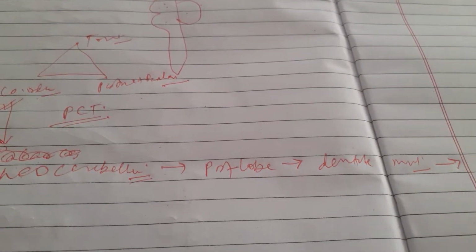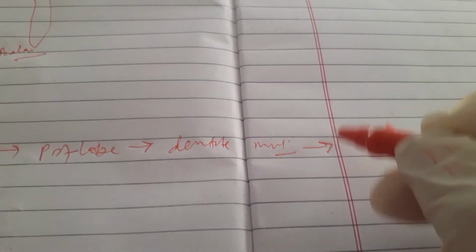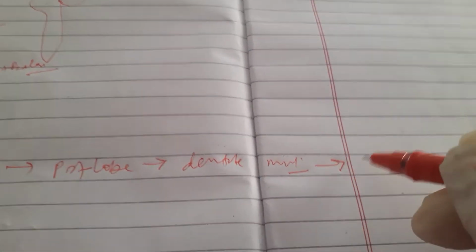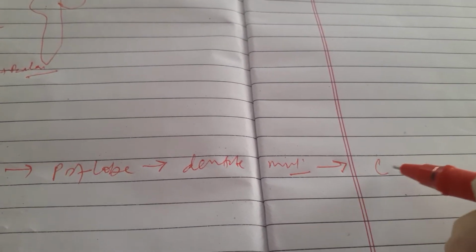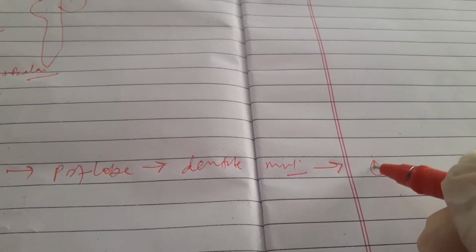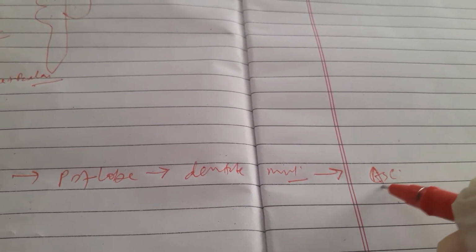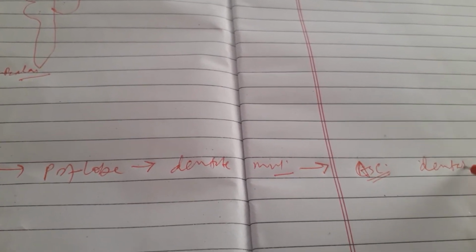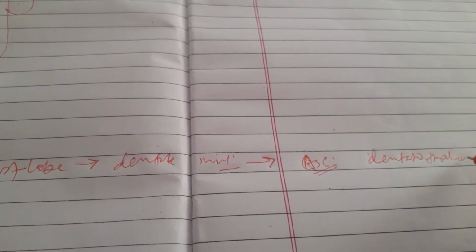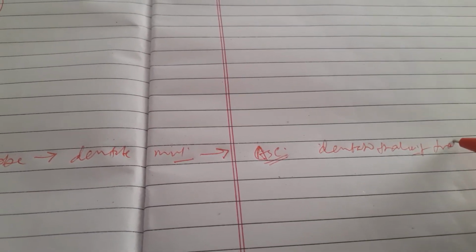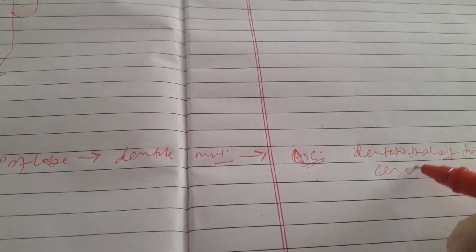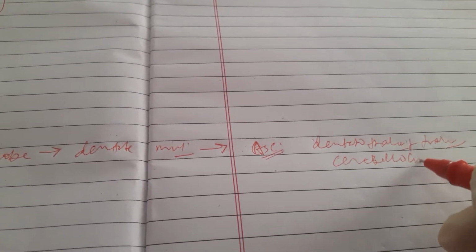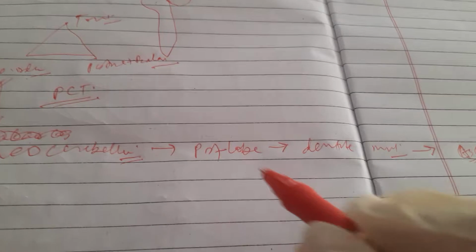And the tracts which are responsible for carrying this, only ascending tracts are there, that is the dentatothalamic and thalamocortical, or you can say cerebellocortical. And it is related with the posterior lobe.